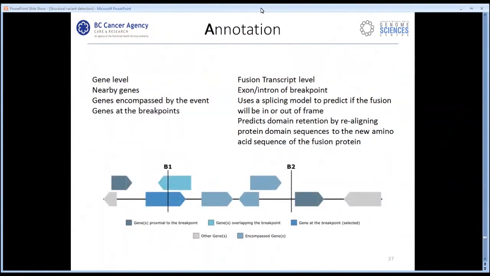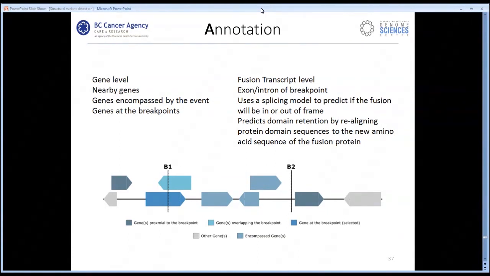We follow this with an annotation module. We look at the gene level, and in this we look at the nearby genes to the breakpoint. We look at the genes encompassed by the event. For example, a structural variant event could occur in intergenic regions, but may still be important if it's deleting, for example, oncogenic genes. We also look at the genes at the breakpoint.